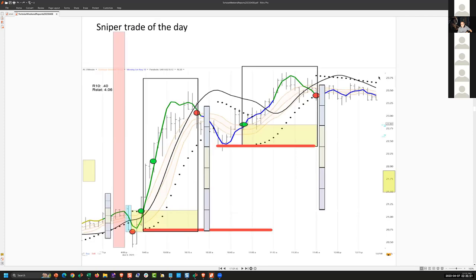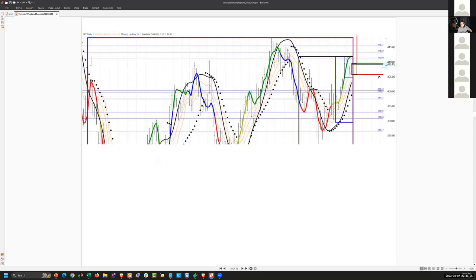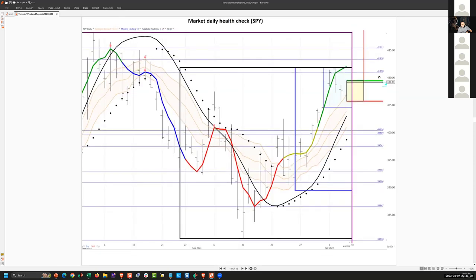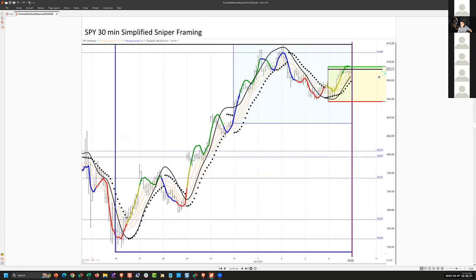Sniper trade of the day. That one and you've seen me cover that a lot. And then the 3 market health checks. This is all SPY on the 150, 30, and now the 30-minute and 10 days.